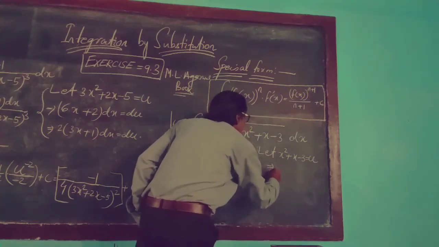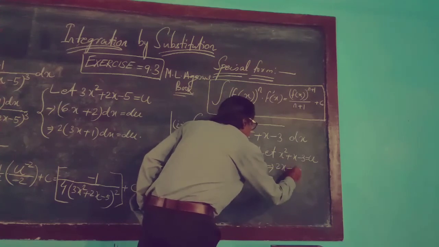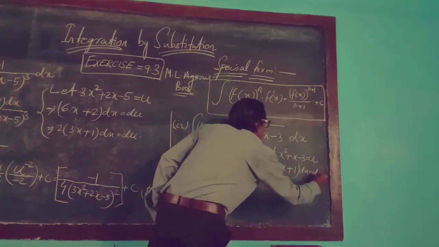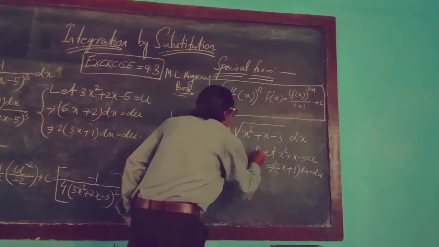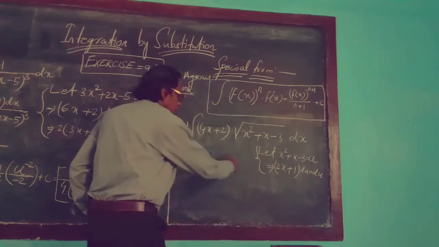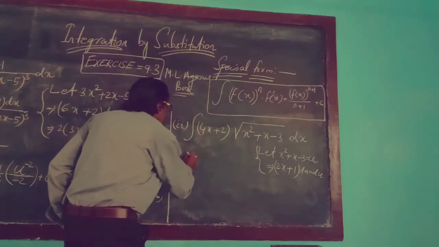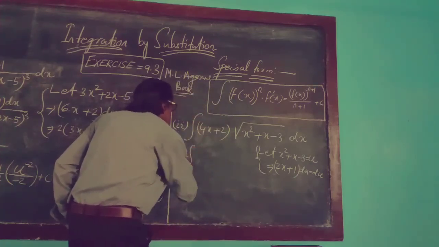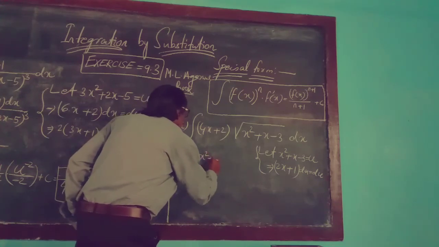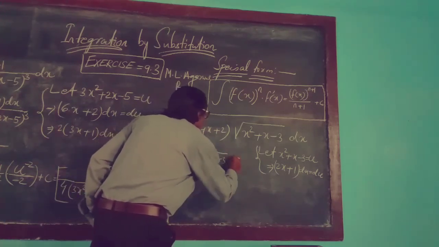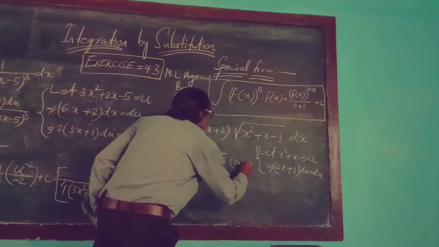What is the derivative of this one? This will be (2x plus 1) dx equal to du. Now put the value of (2x plus 1) dx equal to du. Before that we have to take two common here. Then this will be written like this: square root of x square plus x minus 3, over, 2 times (2x plus 1) dx.